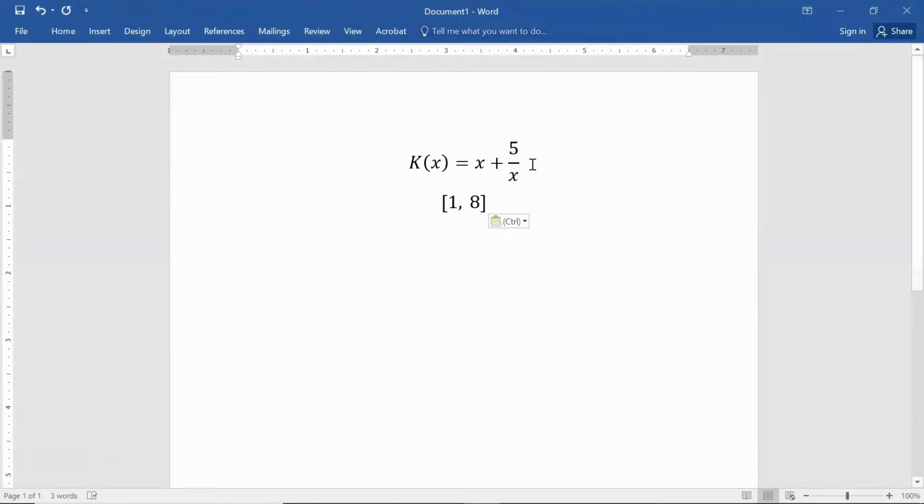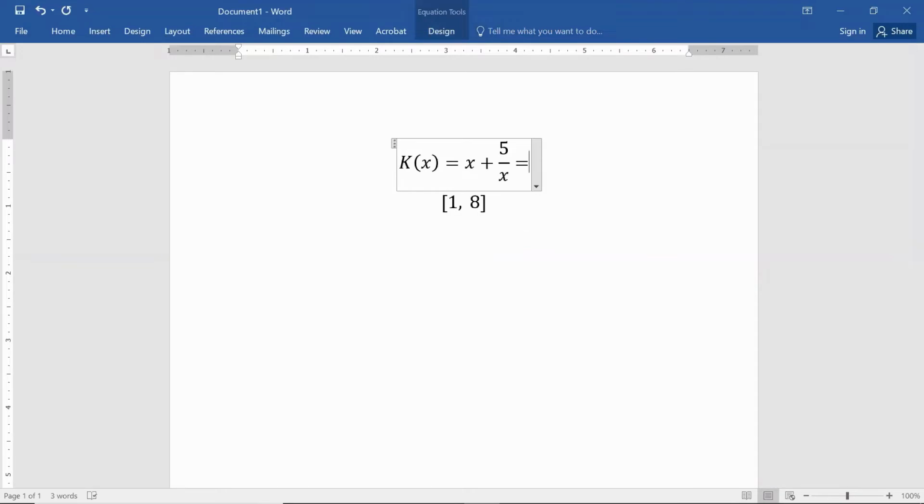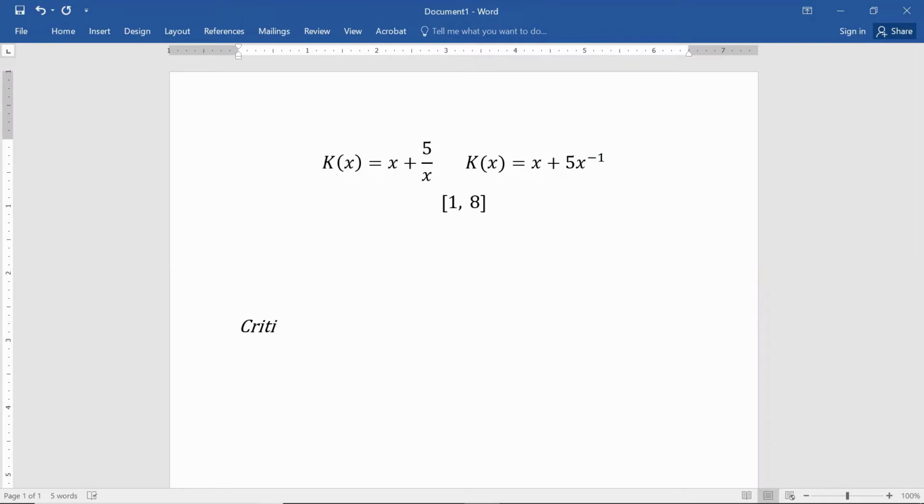I want to start by rewriting my function. This 5 divided by x is going to be better off if I think of it as 5 times x to the minus 1. So k of x can be written as x plus 5 times x to the negative 1. And that's going to be easier to utilize when I'm finding some critical values.